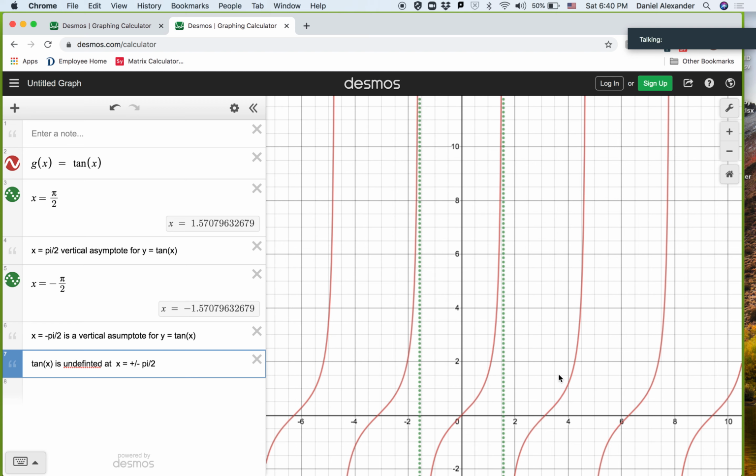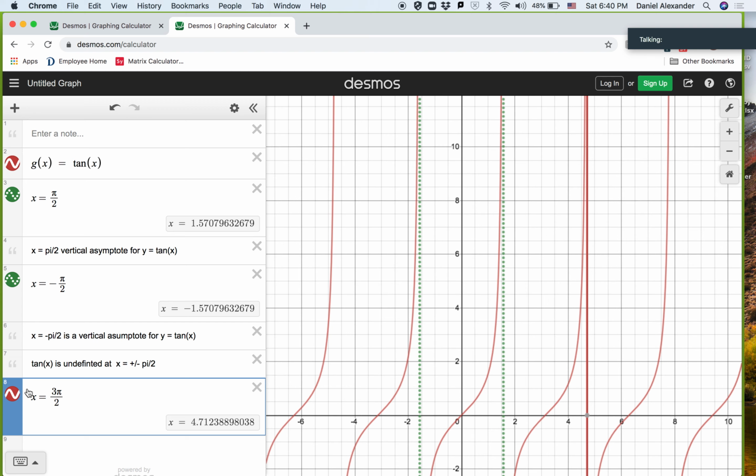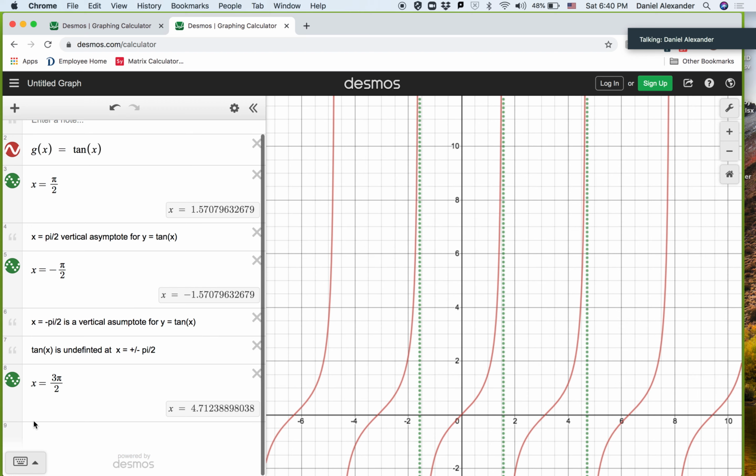Now notice that the graph just repeats itself. And it looks like it repeats itself between minus pi over 2 and pi over 2. So I'm going to find the vertical asymptote over here. And my guess is it's going to be x equals 3 pi over 2. And you can see that it is. Let's change the style and the color. And again, if I do 5 pi over 2, I'm going to get another vertical asymptote.